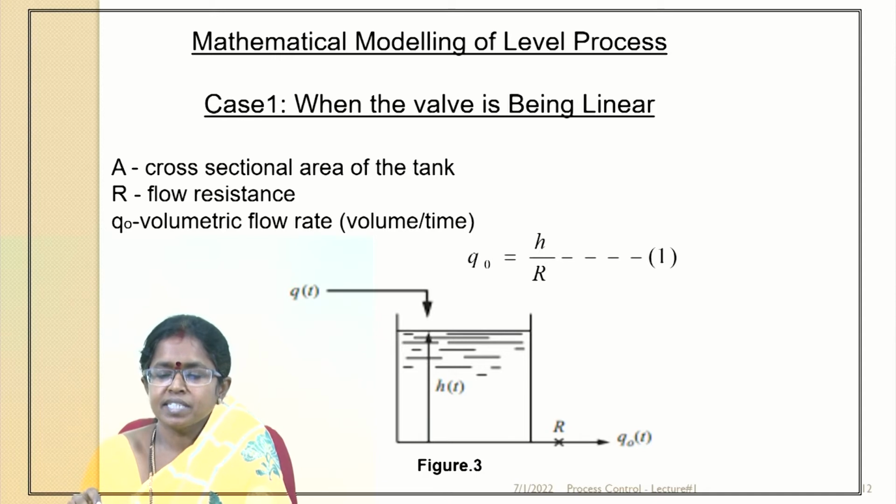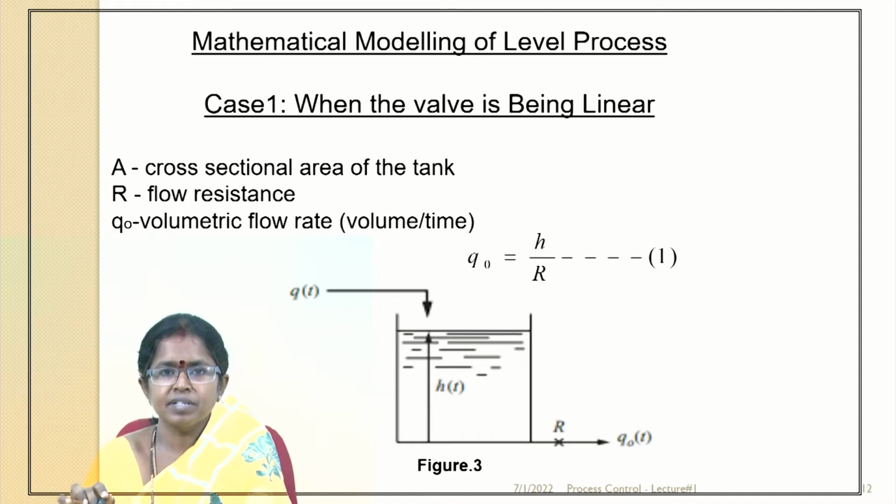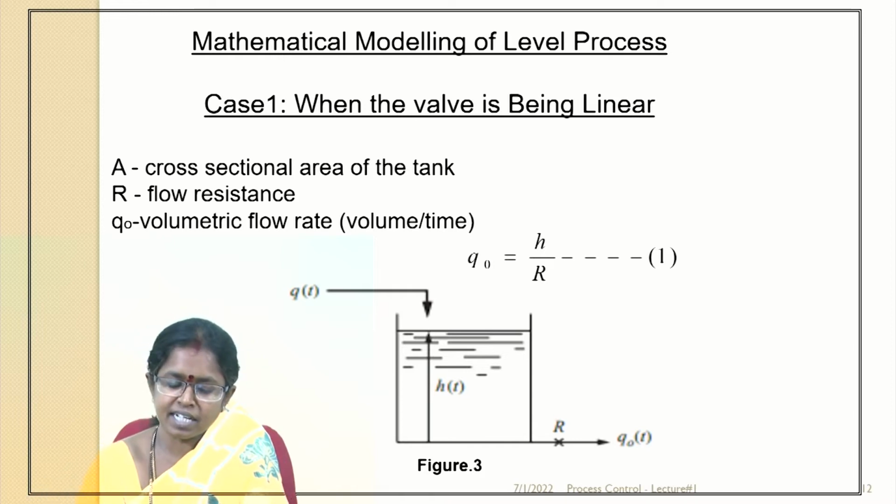Now we are going to discuss the mathematical modeling of a level process. In the mathematical modeling of a level process, there are different cases available. First we are going to discuss case 1. Case 1 is when the valve is linear, when the valve has linear characteristics. Now you just consider this diagram.